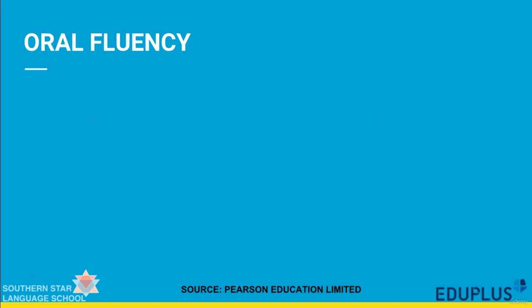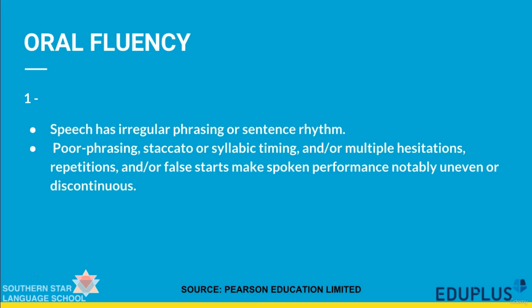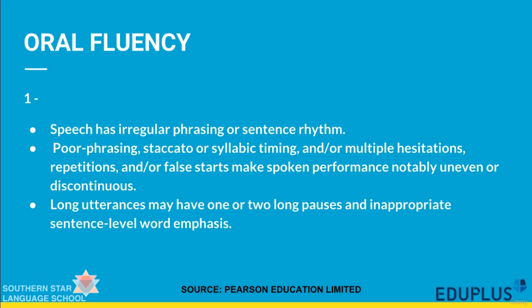You will get 1 point where the speech has irregular phrasing or sentence rhythm, poor phrasing, staccato or syllable timing, and/or multiple hesitations, repetitions, and/or false starts that make spoken performance notably uneven or discontinuous. Long utterances may have 1 or 2 long pauses and inappropriate sentence-level word emphasis.